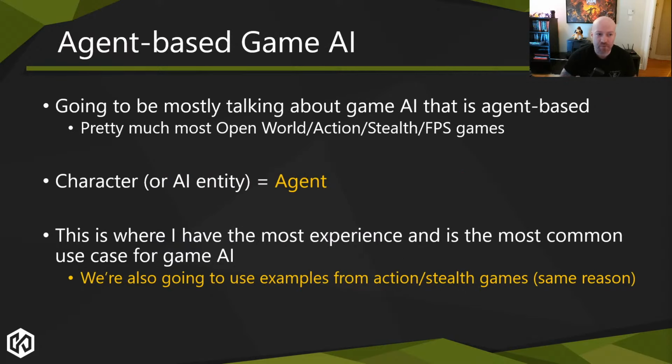Additionally, I'm going to be primarily talking about agent-based game AI. This is the approach that pretty much every action game, AAA game, or roguelike uses, where you have distinct characters and these characters are driven by an AI. It's also the area where I have the most experience. So an agent is basically just a character or an AI-controlled entity in the game. And I'm going to be using a lot of examples from action and stealth games because that's what I know.